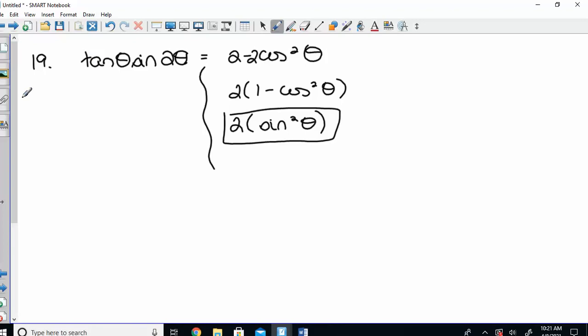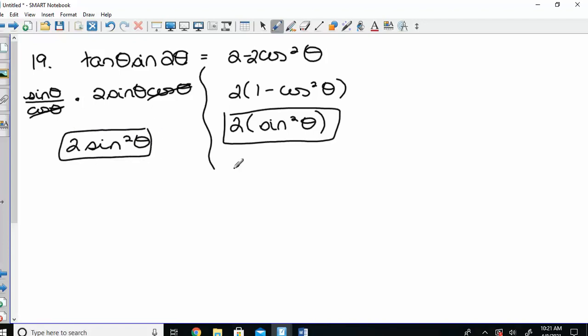So what would I change tangent to? Times sine 2 theta. What would I change that to? 2 sine cosine. That's just from our formula. What happens there? The cosines cancel. So sine theta times 2 sine theta is 2 sine squared theta. And that's what we wanted.